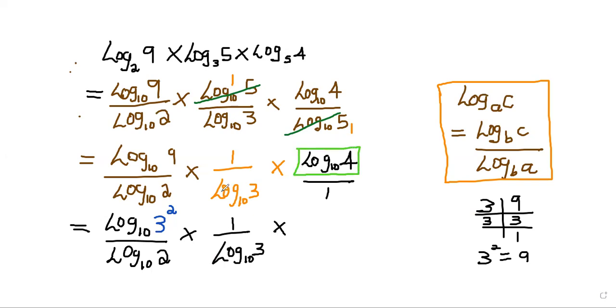That log 10 base 4, I'm going to still use the fishbone method and change 4. So as you can see, I'm going to say 4, you divide by 2, you get 2, you write it there.